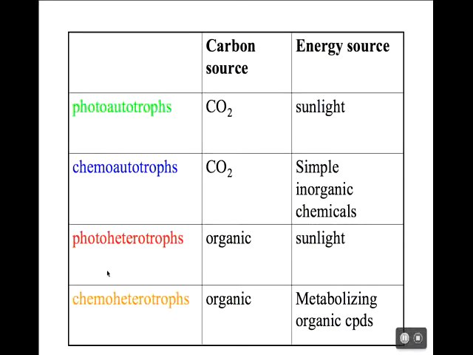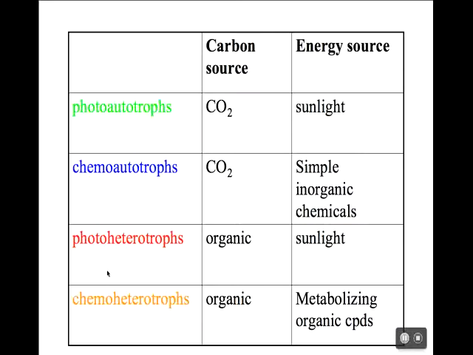A photoheterotroph, also relatively uncommon. Photo indicates that they get their energy from the sunlight. Heterotroph means that they use organic sources of carbon, so they get it from other organisms. So a photoheterotroph, it's a relatively uncommon form of photosynthesis that some bacteria do. So some bacteria live this lifestyle where they're not actually taking carbon dioxide from the environment, but they're using organic molecules in their photosynthesis.